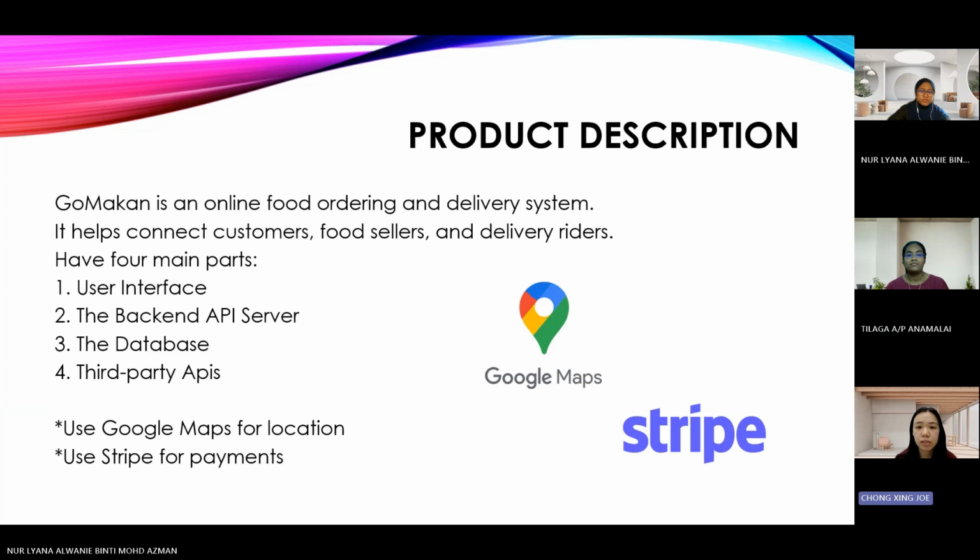The system has four main parts: the user interface, the backend API server, the database, and the third-party APIs. We use Google Maps for the location and Stripe for the payments. And next.